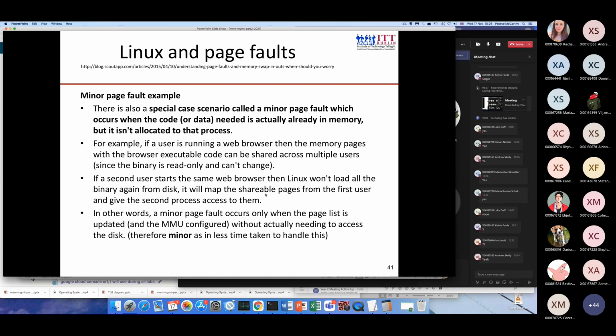The difference between a minor and a major is that a major will basically definitely incur access to the disk to bring a page in from disk to DRAM, whereas a minor does not do that. It only accesses the page table. It updates the page table. Okay, so hopefully everybody gets that. There's a major, forgive the pun, there's a major difference between a minor and a major. And obviously a major takes more time. So you're looking to minimize the number of major page faults you have.